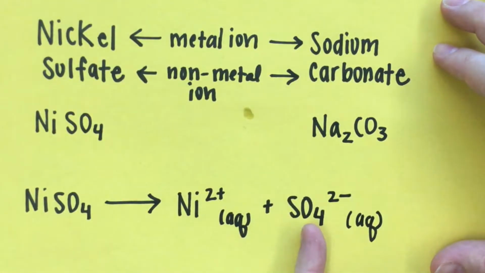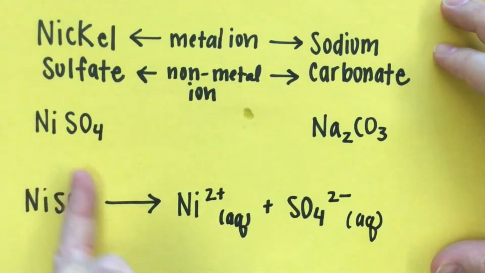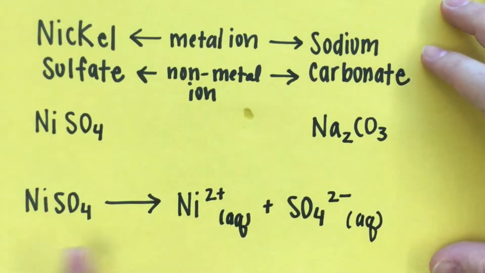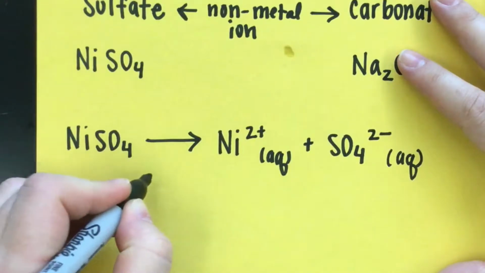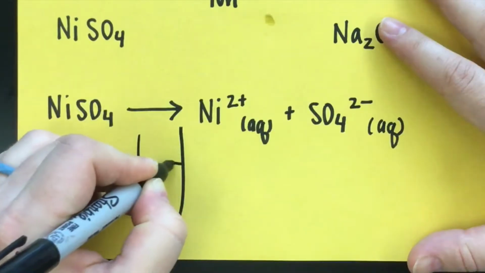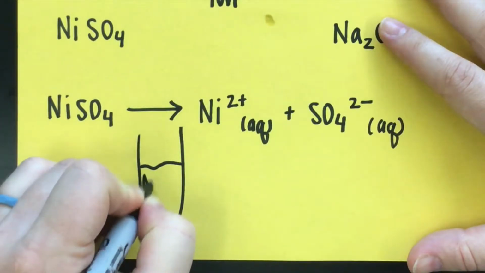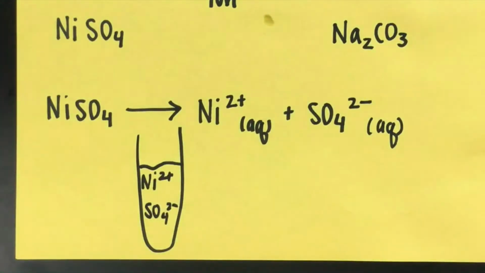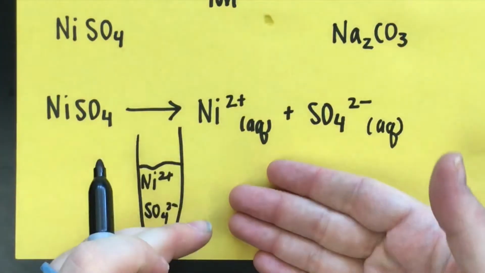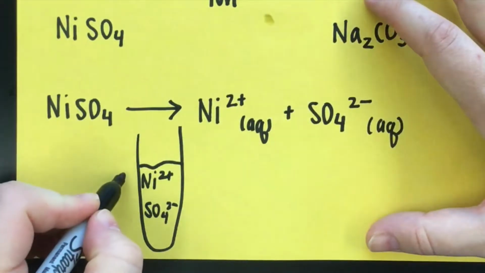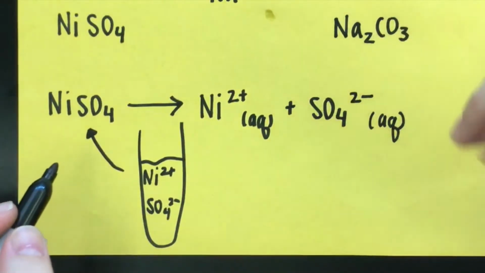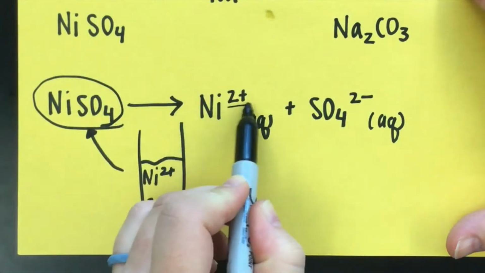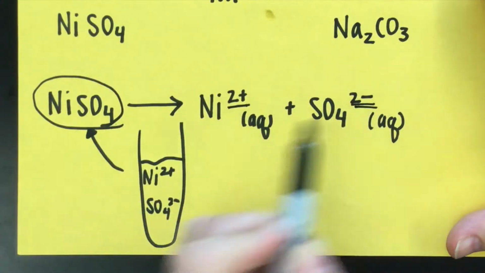This is what it means to be soluble, that my salt here, when I add water to it, will split apart into its ions. If we were to look at this like a beaker, or my test tube, we have some water. It means nickel 2+ will be floating around, and sulfate 2- will also be floating around separate from each other. If I were to evaporate all the water out, it would go back to its salty form as nickel sulfate. This salt forms because the positive on the nickel is attracted to the negative on the sulfate.